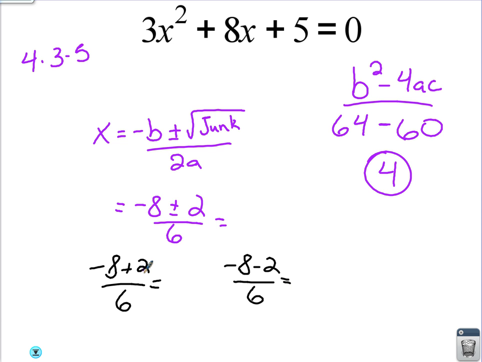Negative 8 plus 2 is negative 6. Negative 6 divided by 6 is negative 1. And my second answer is not going to come out so nice and neat. Negative 8 minus 2 is negative 10 divided by 6. And negative 10 won't divide by 6 without giving you a decimal. We don't want decimal answers. We want nice, neat fraction answers. So since that won't divide, again, remember division and fractions are one and the same. They're identical. This is a division problem, but it's also a fraction, so treat it like one. Since it won't divide, reduce it. Negative 10 divided by 6 is the same thing as negative 5 divided by 3.